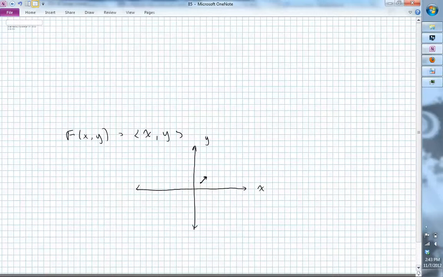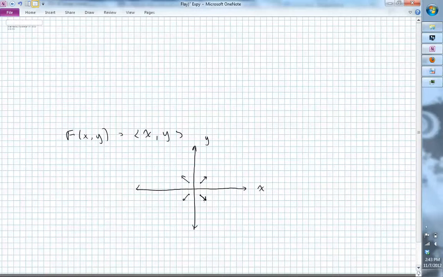And let's go around the horn here. At the point negative 1, 1, we want to attach the vector negative 1, 1. That's 1 unit in the negative x direction and 1 unit in the positive y direction. And you can imagine how this goes as I go around the block here. I get something like that. So there's 1, 1, negative 1, 1, negative 1, negative 1, and 1, negative 1. But those aren't the only points in the plane. In fact, every point in the plane has a little vector attached to it.